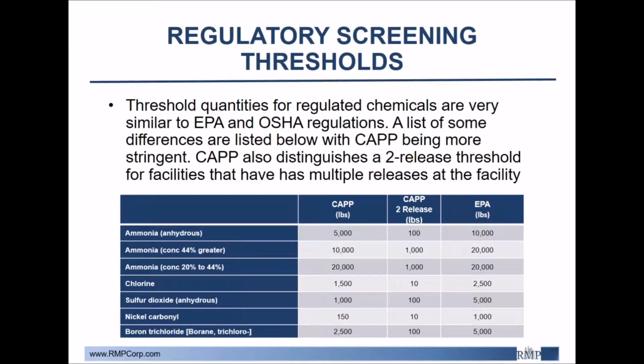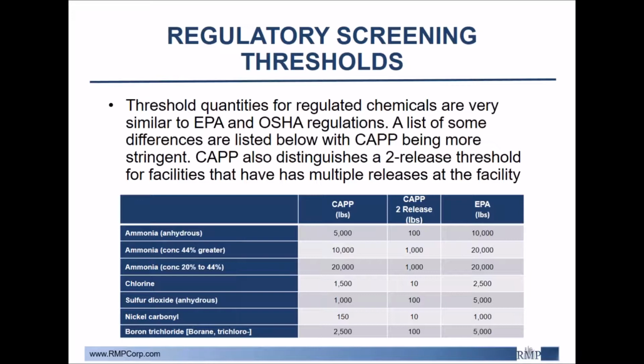I have here a chart. Sorry if the numbers are a little hard to see, but there are 3 different categories here. I have the CAPP thresholds, EPA thresholds, and the CAPP 2 release thresholds, which I'll talk a little bit more about in a second. As you can see, EPA thresholds are a little bit higher. The chemicals that I've chosen here, this is by no means a complete list, but I wanted to highlight the ones where CAPP was a little bit more stringent. So with ammonia, you can see based on the different concentrations, the different threshold quantities, along with chlorine, sulfur dioxide, nickel carbonyl, and boron trichloride.